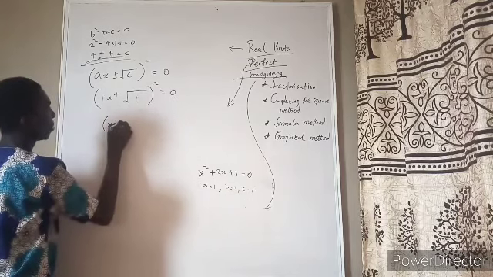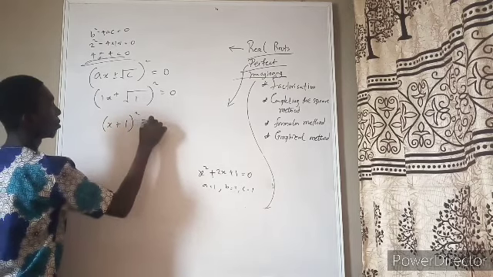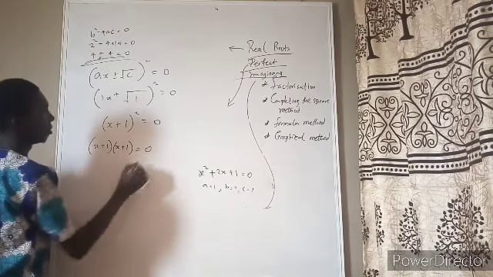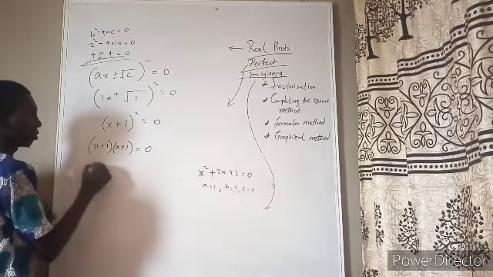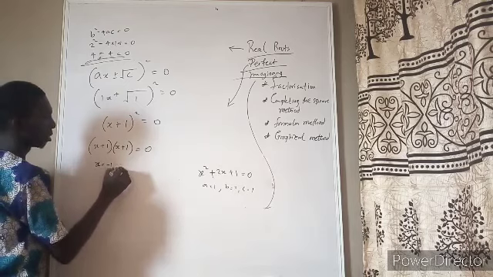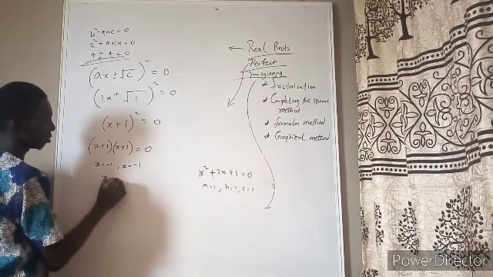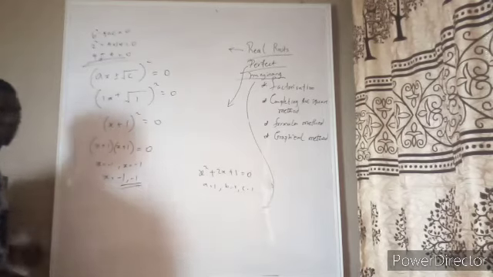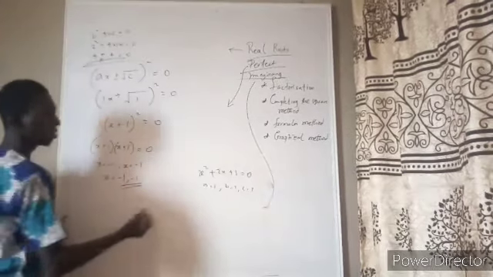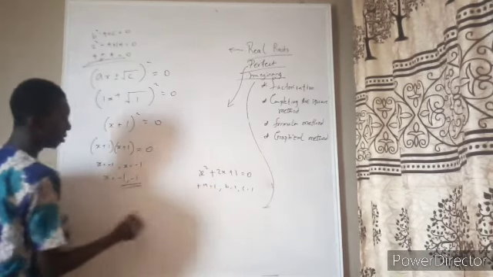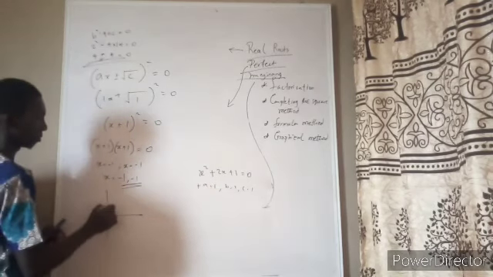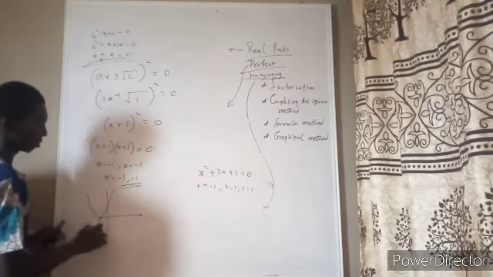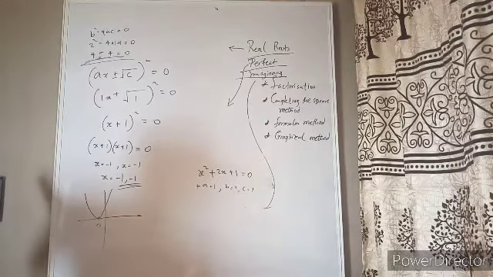So I'm having x plus root 1, which is still 1, equals 0. So I'll split it: x plus 1 equals 0. If I split it, x equals minus 1 and x equals minus 1. So x equals minus 1 for both of them. You see that their roots are equal. Even if I reconstruct the graph, since the a is positive, the graph will be like this, touching at minus 1. This is the graph. That's as simple.